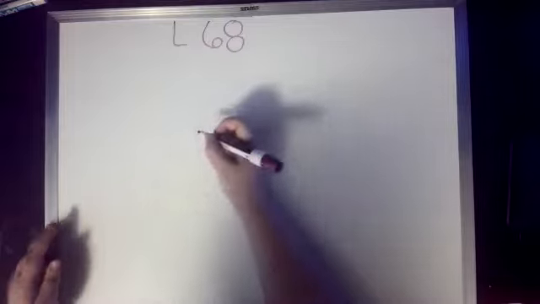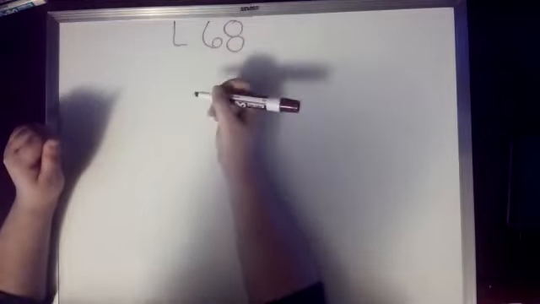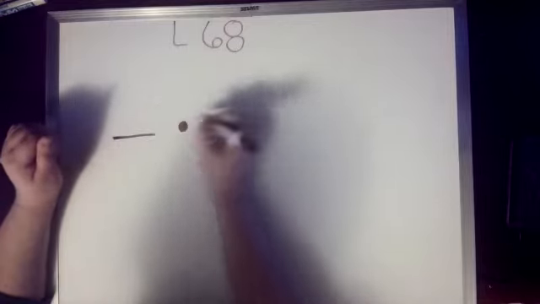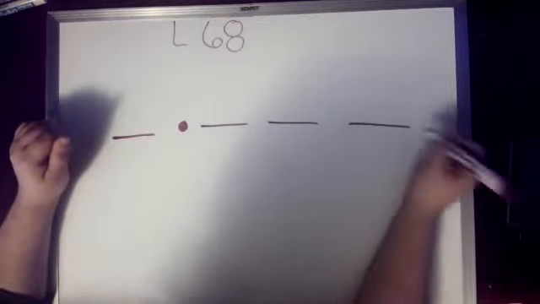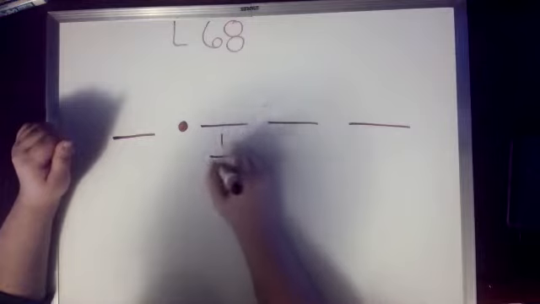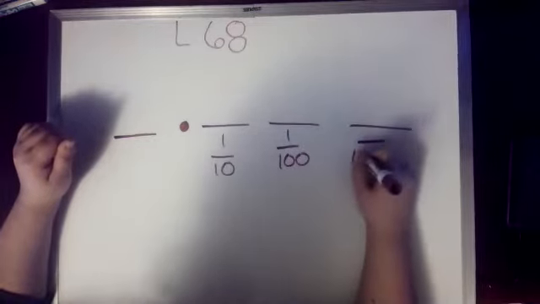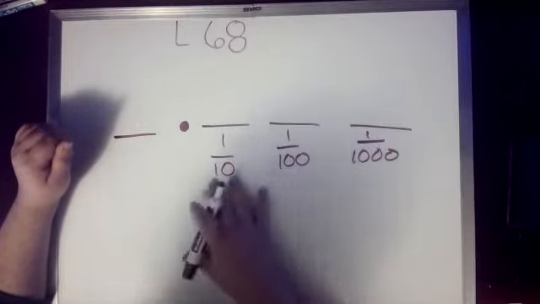So during the lesson, it talks about the different places, again, meaning they're fractions. So if we have decimal, there's our ones, tenths, hundredths, thousandths. This would be tenths, hundredths, thousandths. Okay?